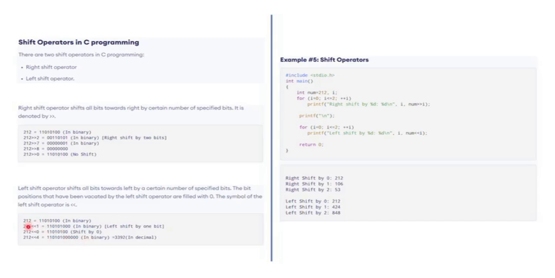So the left shift of 212 by 4 steps will land you at 3392. Here is the example. You can write this code in an online compiler and run it. You can verify the result: right shift of 212 by 0 gives 212, because we will not be shifting the binary digits. 0 means we won't be shifting, so right shift by 0 as well as left shift by 0 will both give you the same answer.